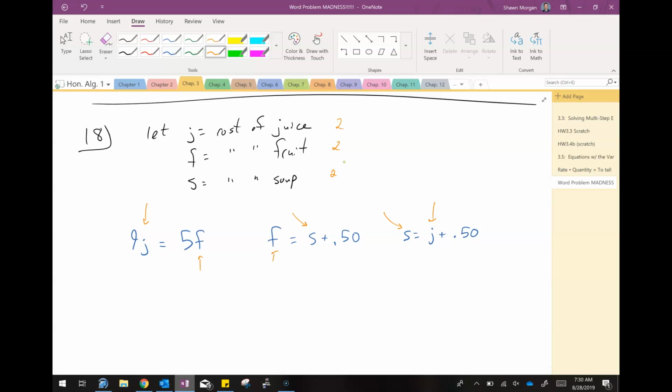Okay, so you know what we're going to do? We're going to let Chase pick. Chase, if we want to work this just using 1 variable instead of 3, which one would you like to let stand for our variable? I'm going to give you carte blanche. You'll let F be our unknown.